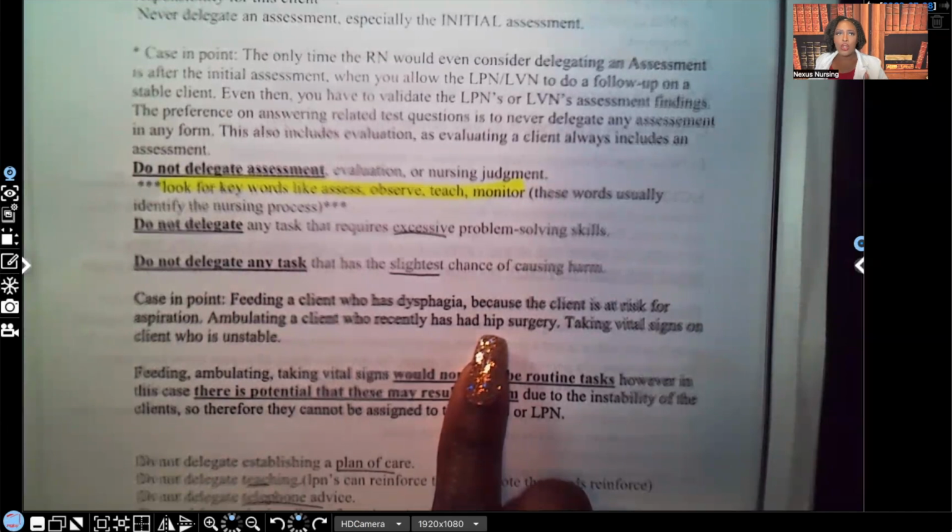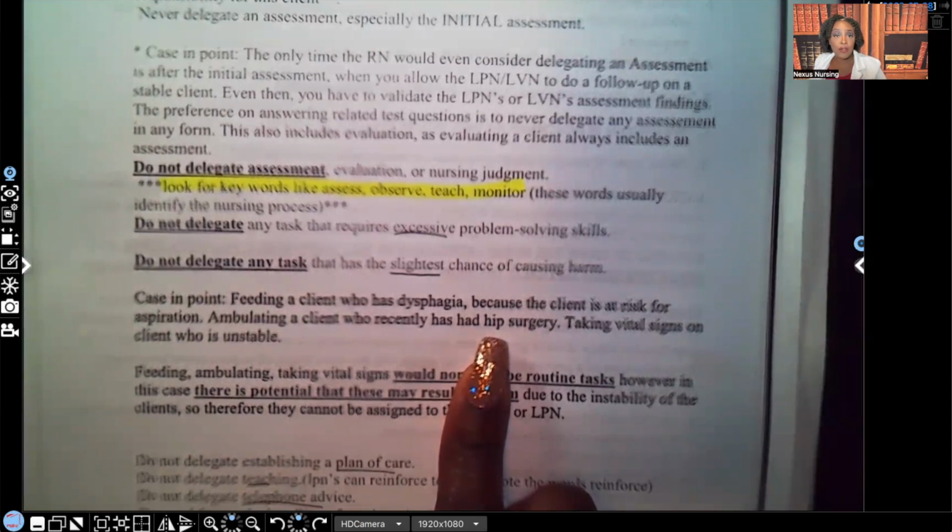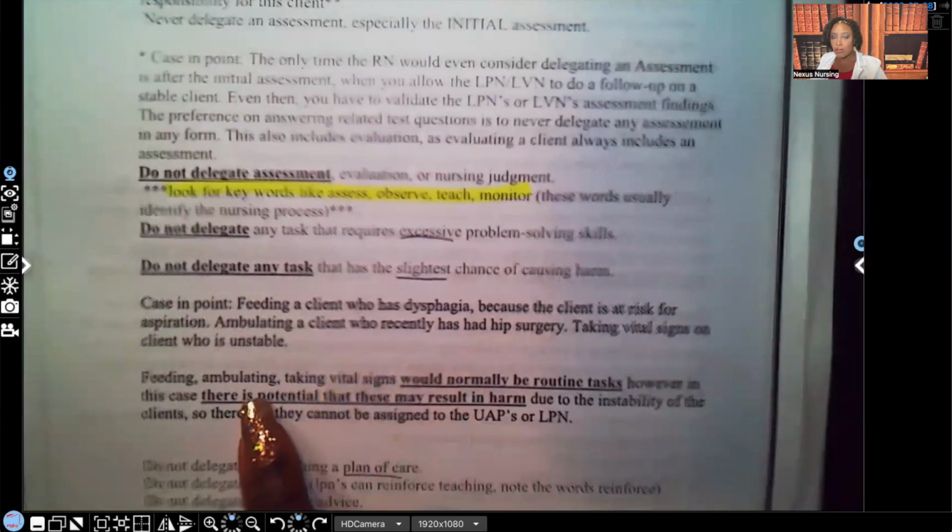Let's get a walker consult. With the physical therapy consult, they can evaluate the patient, see if they need a walker, crutches, whatever. But you're not going to know that unless you're the one assessing that patient during that first ambulation. So you can't give that to the CNA or the LPN.